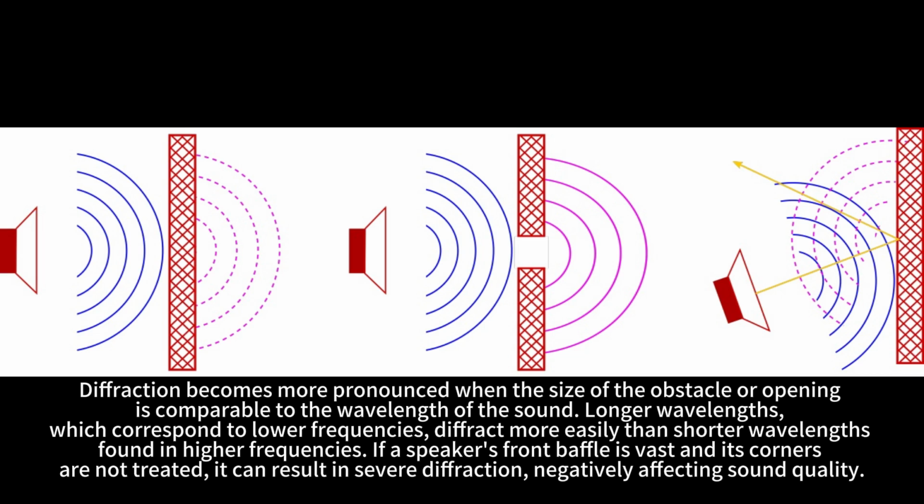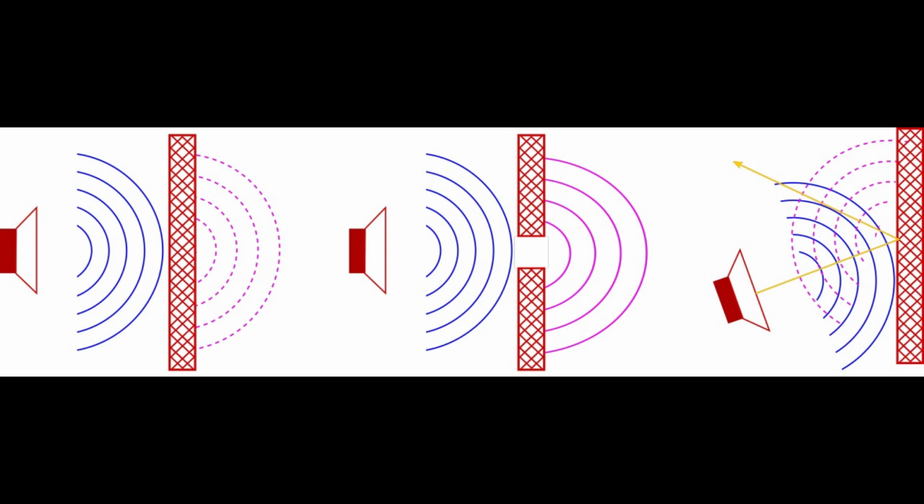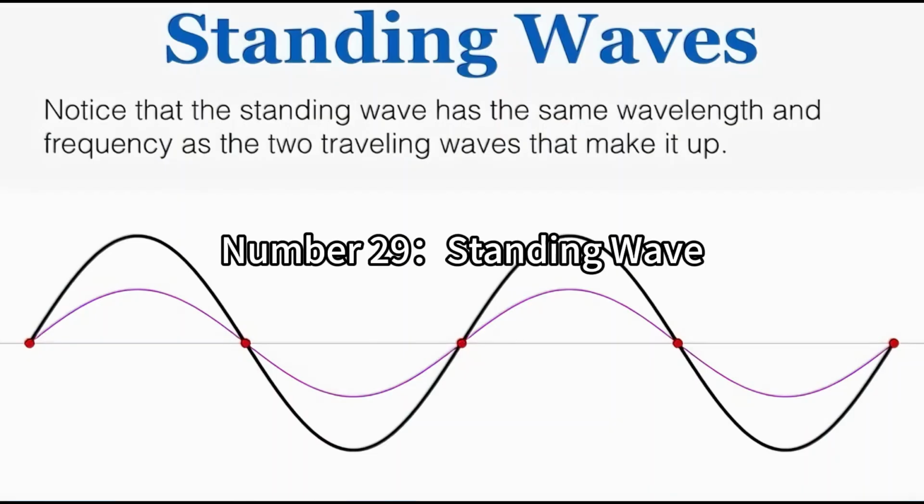Diffraction becomes more pronounced when the size of the obstacle or opening is comparable to the wavelength of the sound. Longer wavelengths, which correspond to lower frequencies, diffract more easily than shorter wavelengths found in higher frequencies. If a speaker's front baffle is vast and its corners are not treated, it can result in severe diffraction, negatively affecting sound quality.